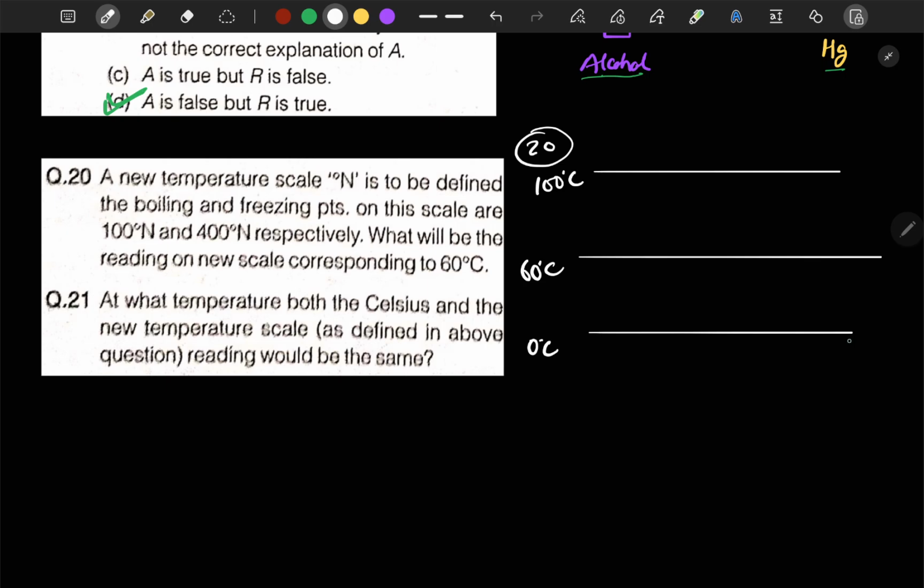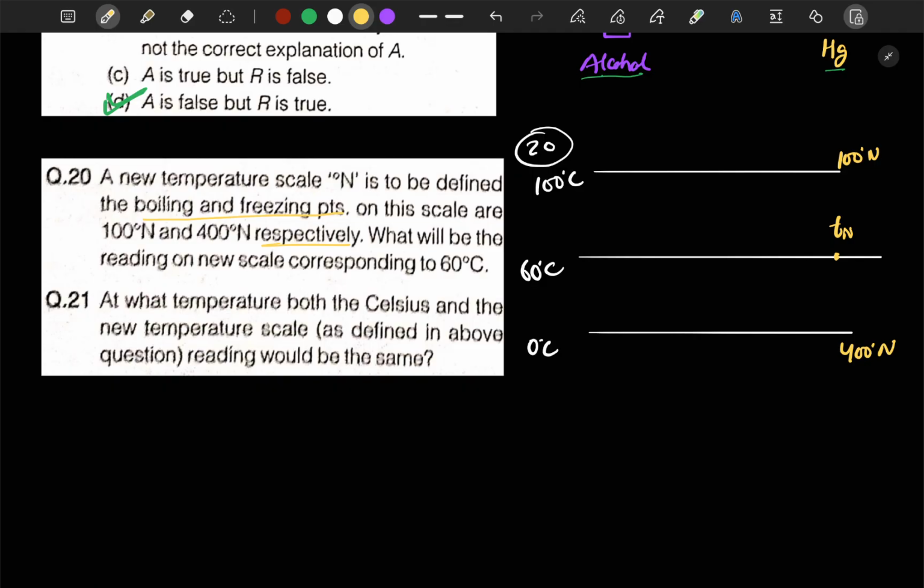Here it is mentioned that the boiling and freezing points respectively are, boiling at 100 degree Newton and freezing at 400 degree Newton. And here the value is some Tn, let's say. We have to calculate the value of Tn. What will be the value of Tn?